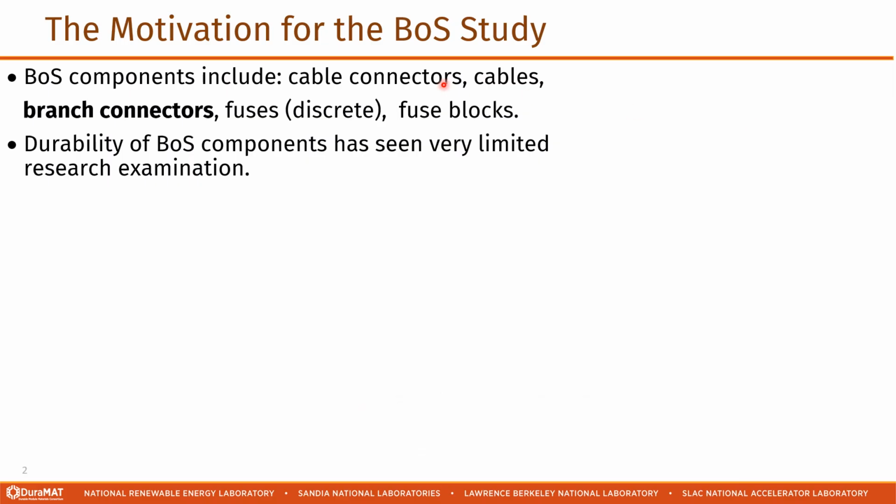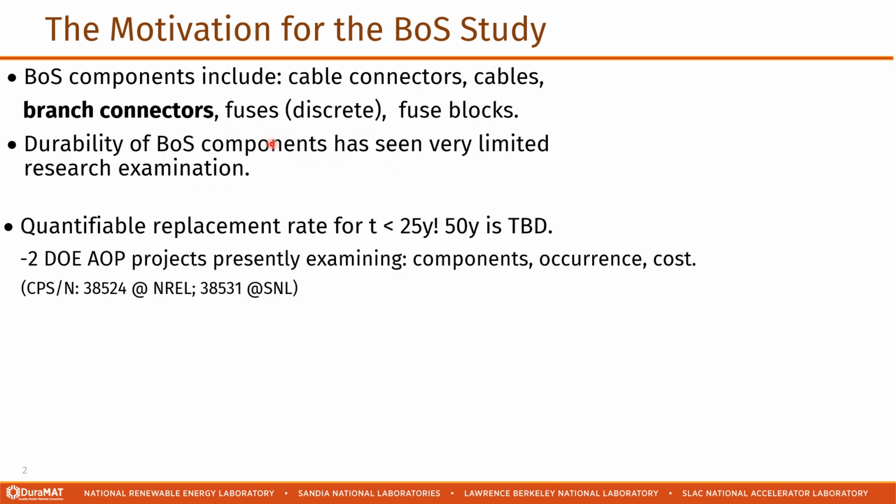So balance of system components include connectors, cables. I'll talk mostly today about branch connectors, discrete and block fuses. These components have seen limited research examination, but we know there's a quantifiable replacement rate, certainly within the 25-year warranties typically found for PV modules. And how that plays out in older systems remains to be determined.